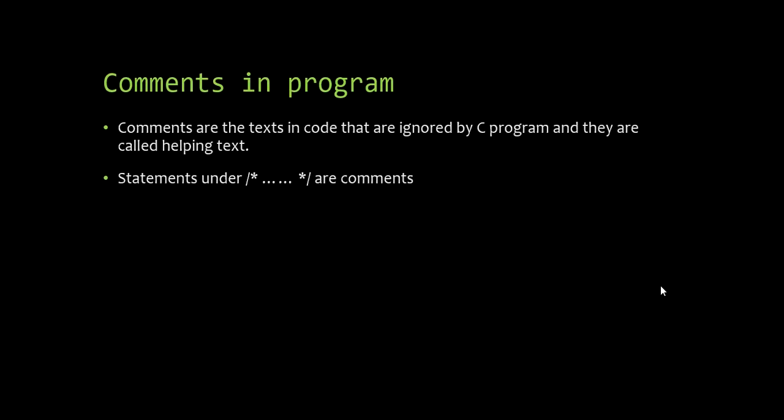What are comments in a program? Sometimes you want to write text or helping characters that you will need in future to identify what you have done. These are texts that are ignored by the C program and are known as helping text. They are written starting with slash star and ended with star slash, and whatever you write in between these two will be treated as a comment, user defined helping characters, and is not executed by the C program. It is totally ignored by C.